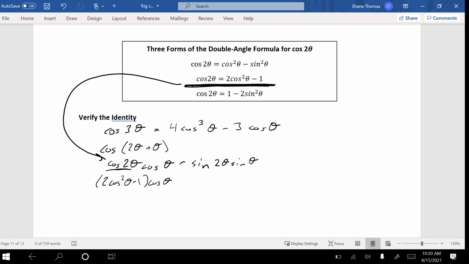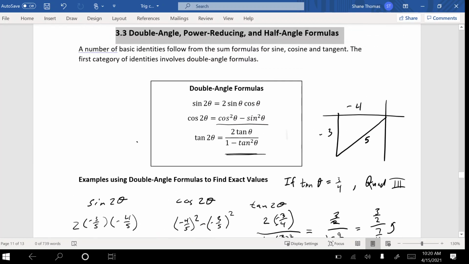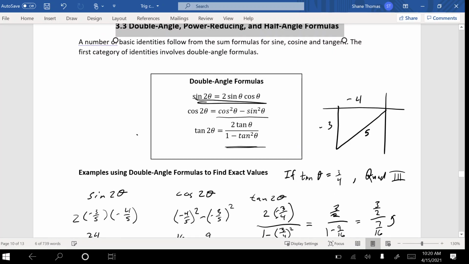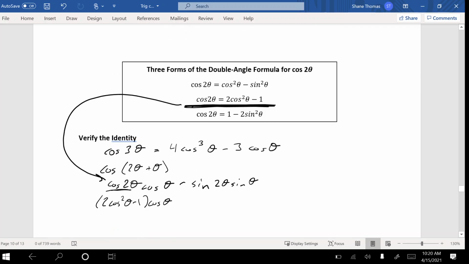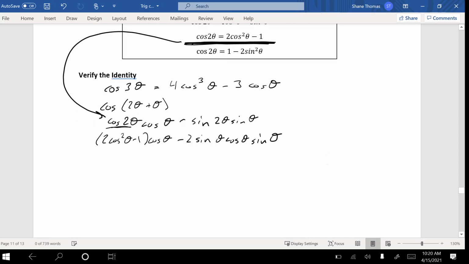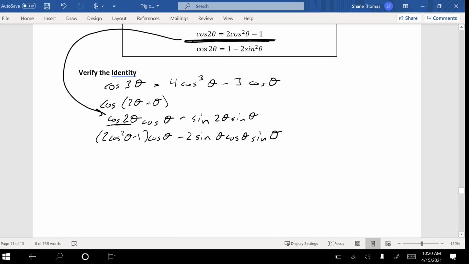Now I have this sine of 2 theta on the right side. I'm going to apply this formula. That's going to give me minus 2 sine of theta, cosine of theta, sine of theta. Now, let's distribute that left side. I'm just plugging and chugging here, plugging in the different values, the different formulas.